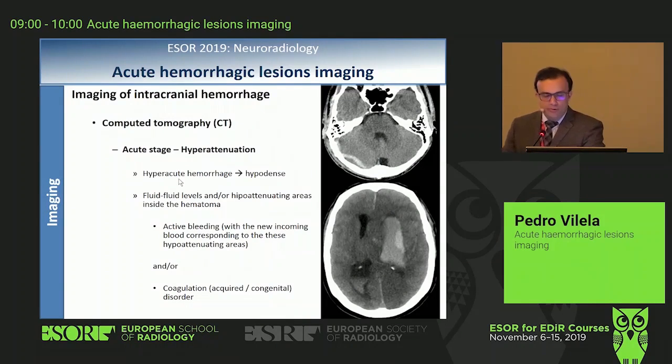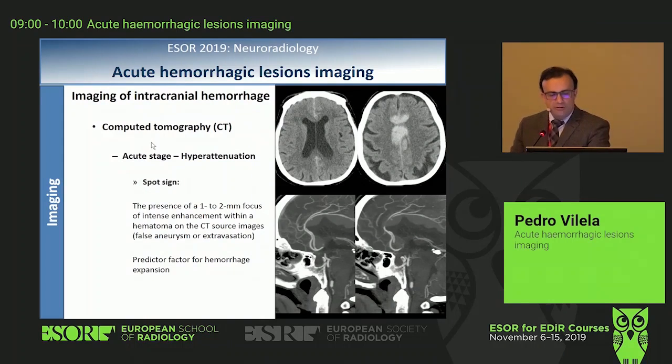Well, in the hyperacute stage, the hemorrhage may actually be hypodense. As you see here, this was a hyperacute epidural hematoma, and you see the more acute blood is not hyperdense because the clot has not retracted. Fluid levels, when we see them inside a brain hemorrhage, we must think of two possibilities. Active bleeding, so we are looking at fresh blood coming into the hematoma, or the patient has a coagulation disorder and, of course, has an acute bleeding.